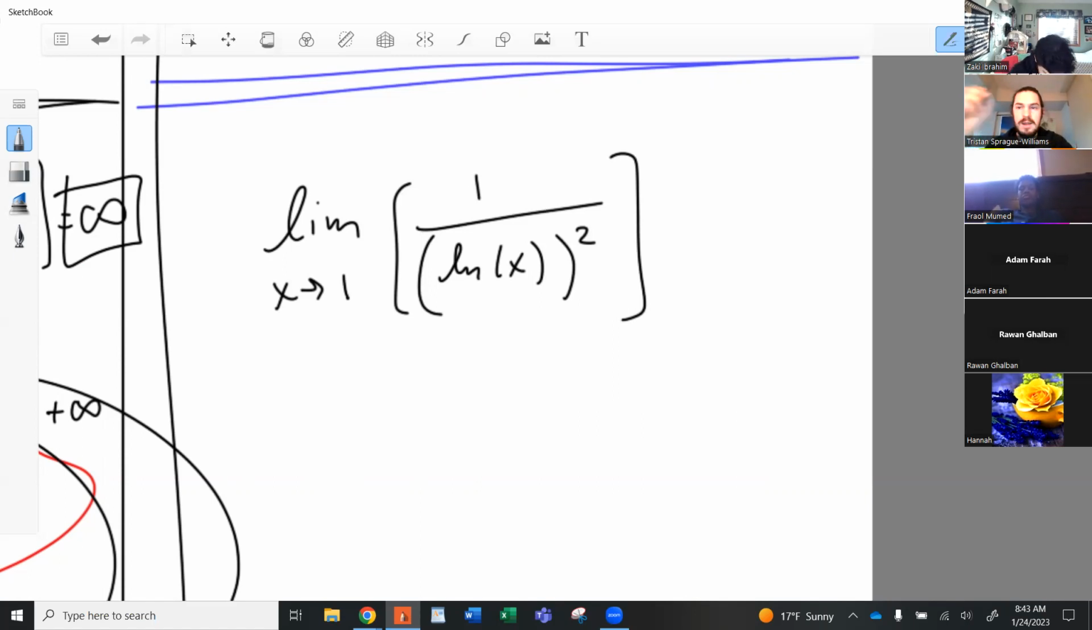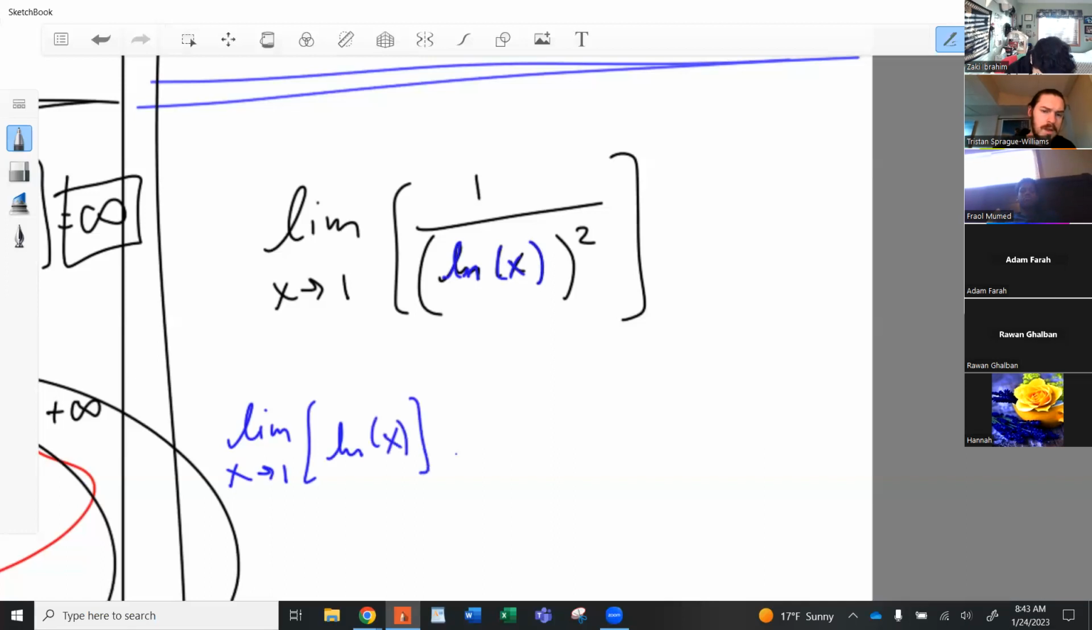First of all, we'll start with our innermost function, the natural log of x. We're going to look at that as x goes to 1. What is that limit? It would be e. 0. Oh, not quite. No, you're right, sorry, thinking 0. Yes, it's 0.